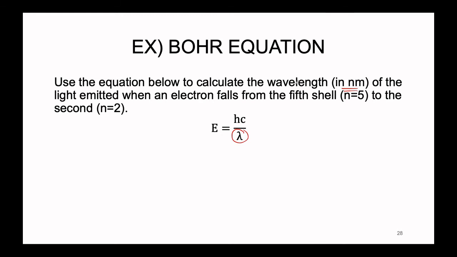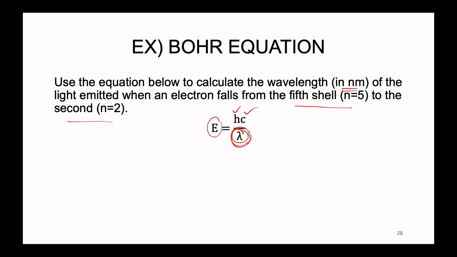All right, so same problem. I have specifically rewritten that we're going from the 5th shell to the 2nd shell, just to make it really clear that this is the same electron we are observing the fall of. Since we have energy and we know these two constants, we can solve for wavelength. So I'd like you to try that now.